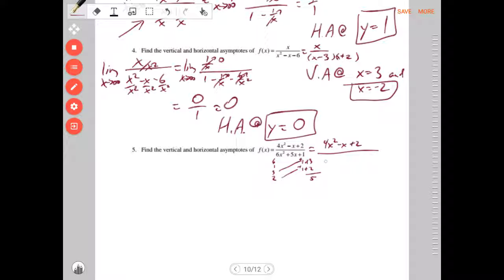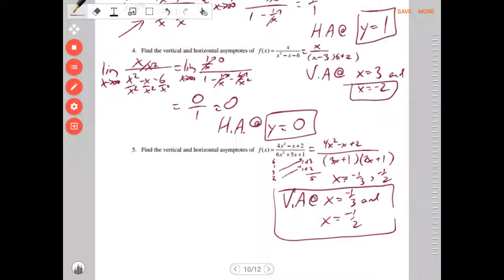Okay, so we end up with a 3x and a 2x. Remember, you do this whatever method you want. So the 3x multiplies the positive 1, and the 2x multiplies another positive 1. Okay, so x cannot equal negative 1/3 or negative 1/2. So that's our vertical asymptotes. So we have vertical asymptotes at x equals negative 1/3 and x equals negative 1/2. So those are our two vertical asymptotes for this guy.